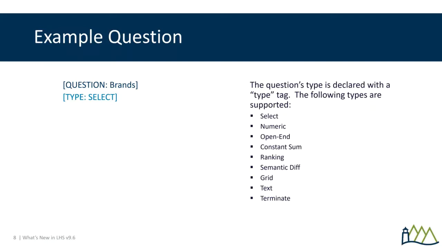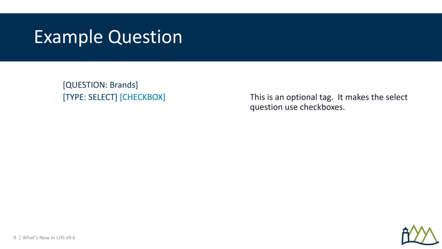Next, we want to choose what type of question we're adding to our survey. I want this question to be a select. So I'm going to add this type: select tag to give my question that setting. As you can see on the right, many types are supported: selects, numerics, open ends, and so on. The core general interviewing question types are supported in Word.